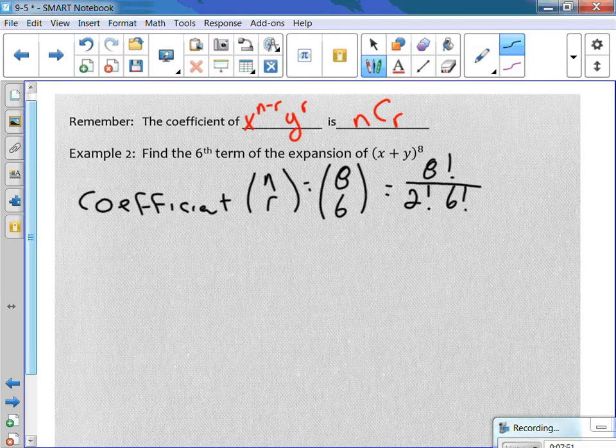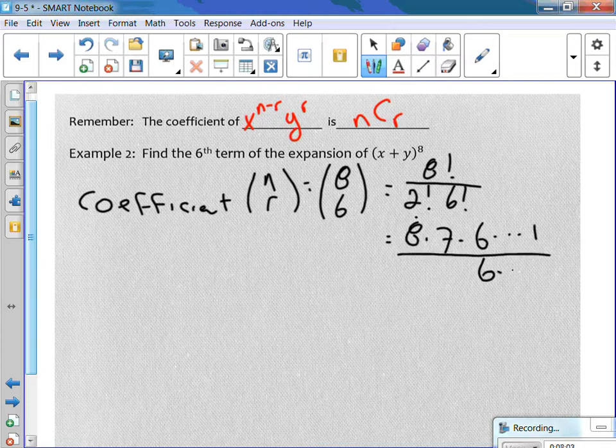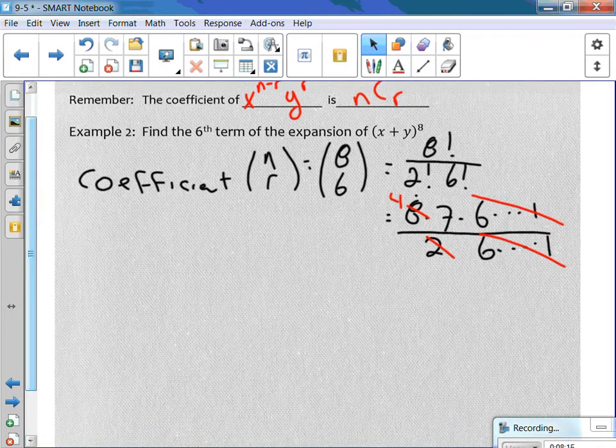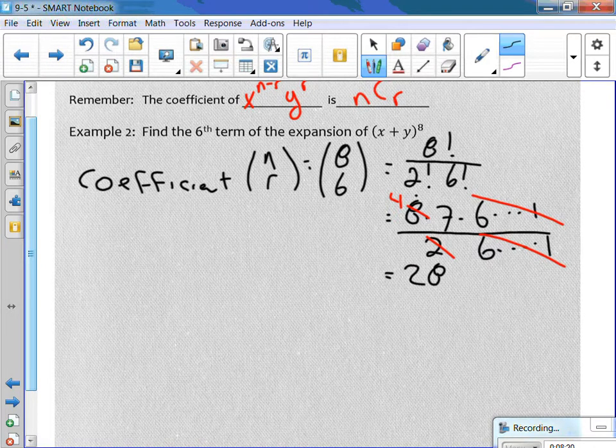Simplifying, we have 8 times 7 times 6, which we're going to be canceling out with that 6 factorial. And we have the 2 at the bottom going into 8 4 times. So from here we wind up with 7 times 4, our 28, being that coefficient for that particular space. So for our 6th term, we're going to have that 28.